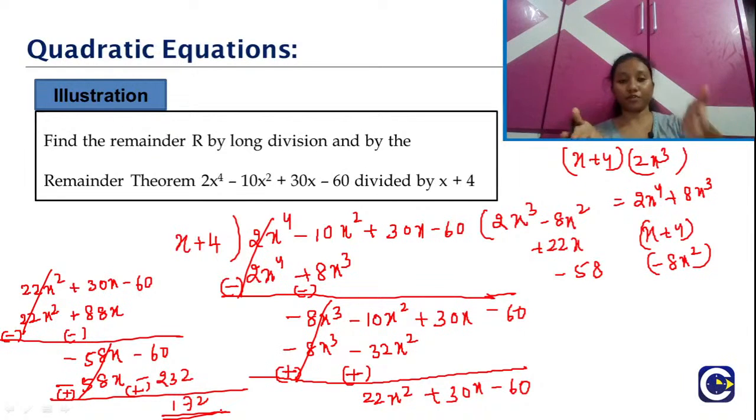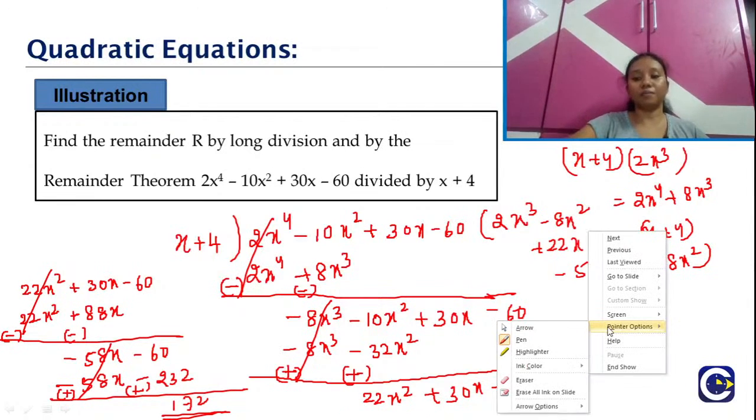If you remember, if you see this procedure, it took me around 3 to 4 minutes to do this long division method in order to get our remainder, right? Now if we follow our remainder theorem and find the remainder, let's see how simple it is and how minimum time it requires. The answer will be the same, right?